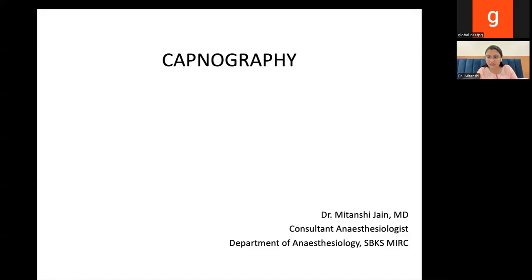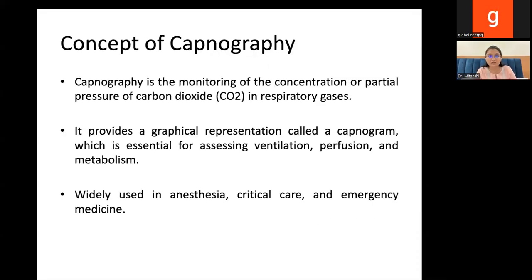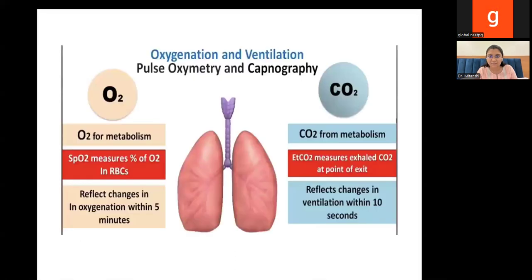I'm Dr. Mitanshi Jain. The concept of capnography is based on the monitoring of concentration and partial pressure of carbon dioxide in respiratory gases. It provides a graphical representation called a capnogram, which is essential for assessing ventilation, perfusion, and metabolism. It is widely used in anesthesia, critical care, and emergency medicine.